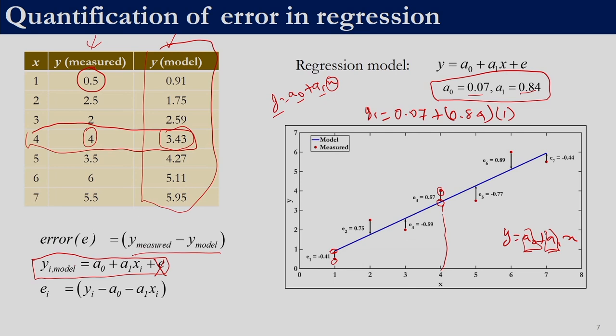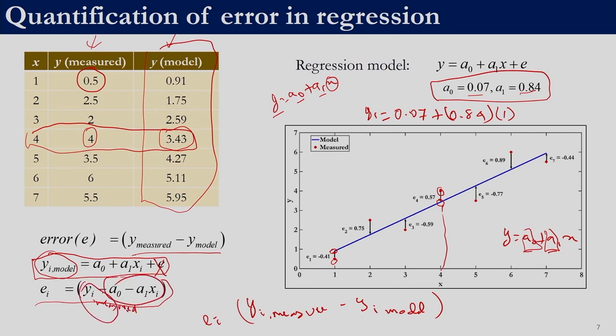So for example, if I want to write the relation between y measured and y model, it is y_i, what is measured, minus y_i, what we get by the model, right? So that is the error associated with the ith point. Since we are talking about the model over here, the e term should not be here. It is just a0 plus a1 x_i, and the error is this one, where y_i is nothing but y_i measured. So the measured value minus the model value will give us the error.